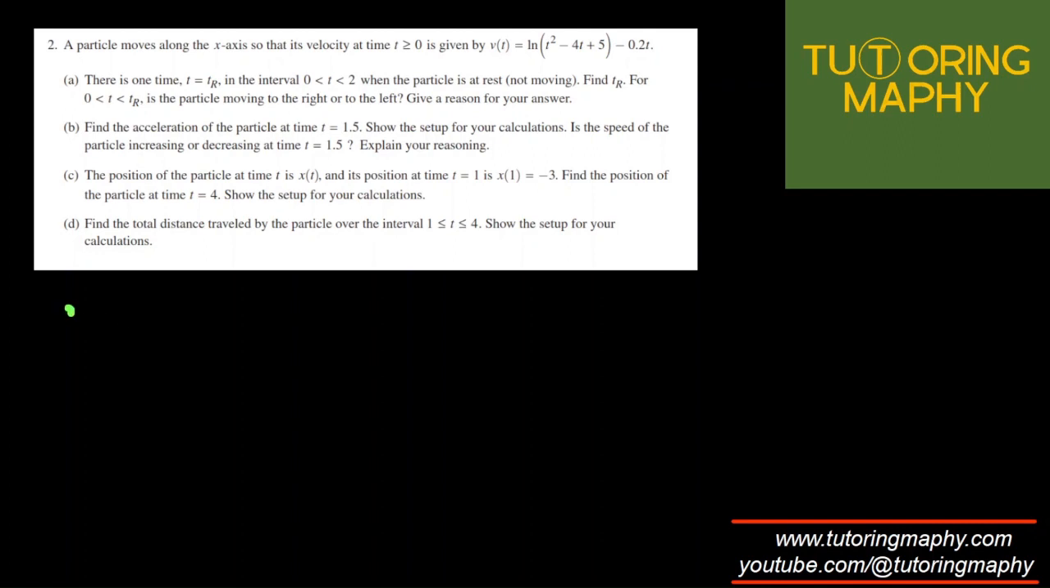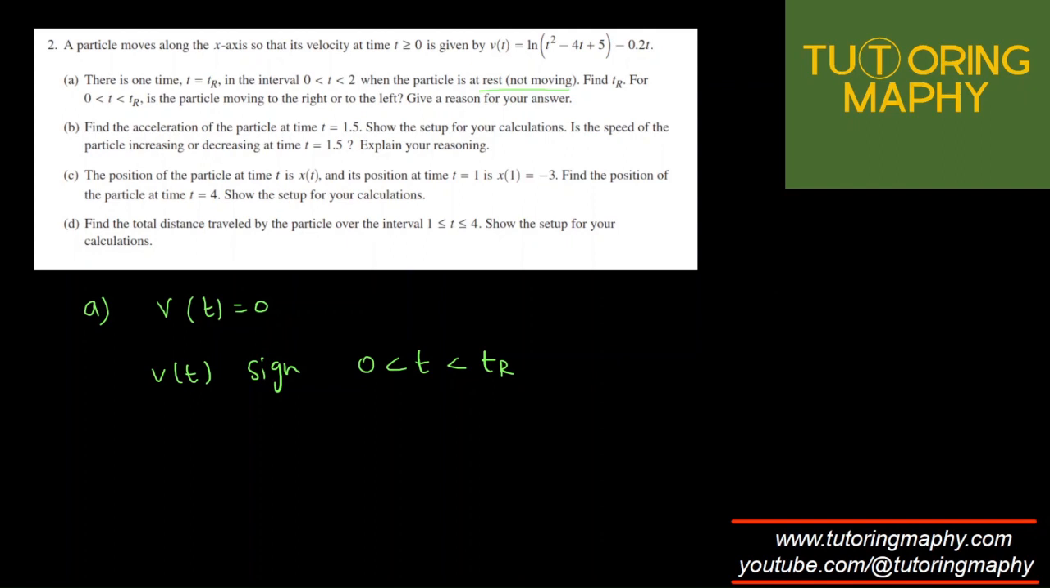So we know that what decides whether a particle moves to the right or left, or when it is at rest, is the velocity, right? So we need to find when exactly the velocity is 0, and we need to find the sign of velocity between 0 and that particular time t sub r. So let me plug that into the calculator.